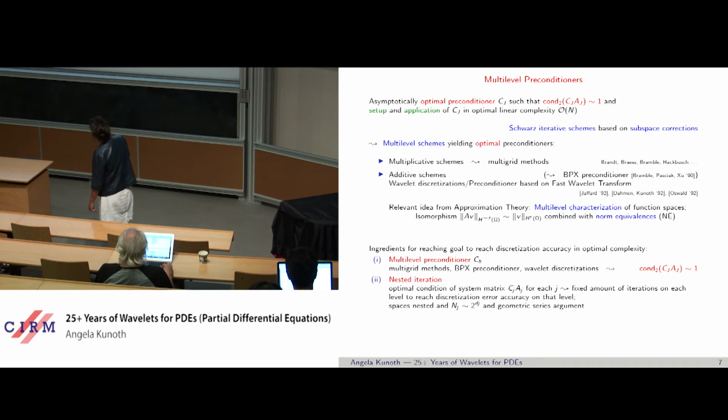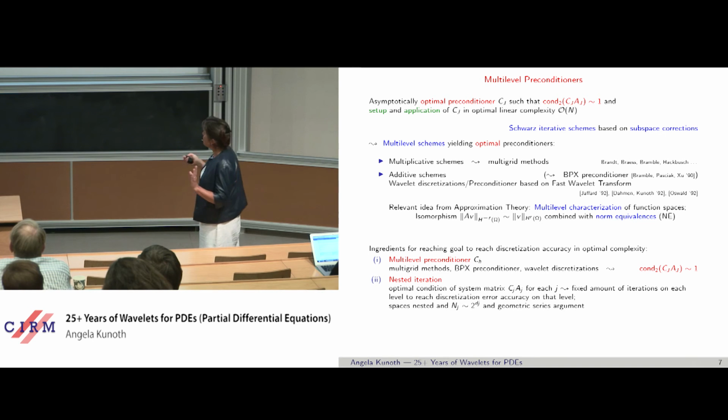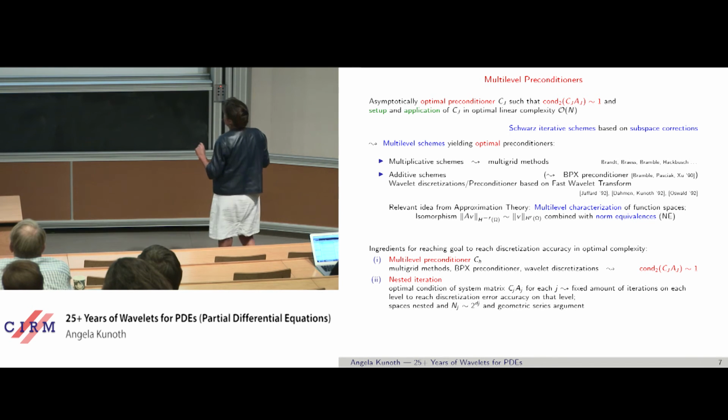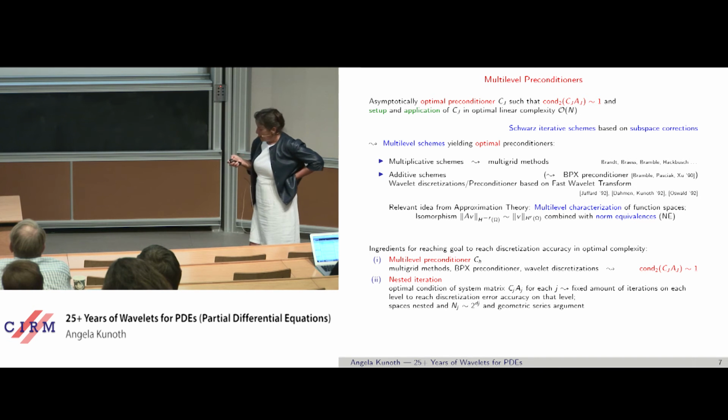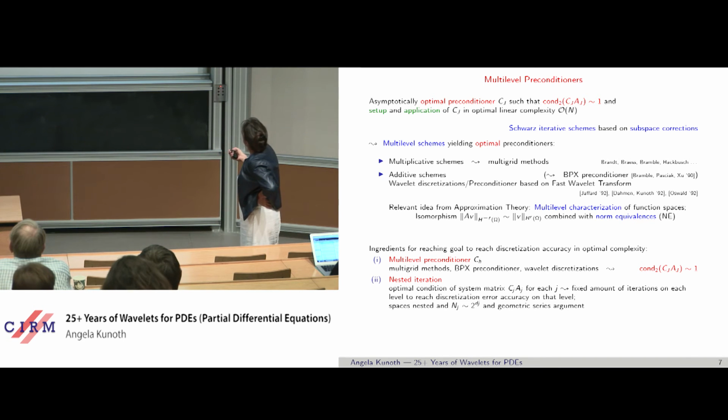And the relevant idea from approximation theory here is that you take a multi-level characterization of function space, which you can do in terms of wavelets, and combine it with this mapping property that I had before when I defined this operator. So you combine this mapping property with the norm equivalence. If you have these norm equivalences, and if you have the right properly scaled basis, then this is just a one-line proof. And there have been variants afterwards.